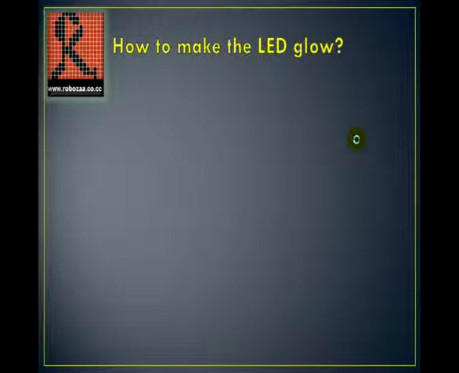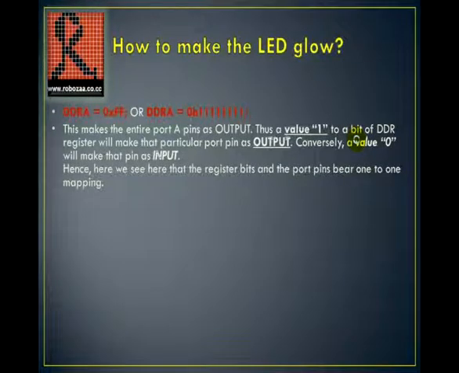Now let's see how we can make the LED glow. We need this code to be written in our program. DDRA equals 0xFF. This means that the data direction register of port A has been assigned the value of FF in hexadecimal. Hence all the port pins are made output. Conversely, if I give it a value of 0, that is DDRA equals 0x00, then all the port pins will be made input.